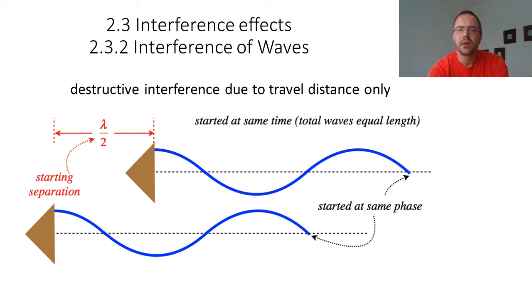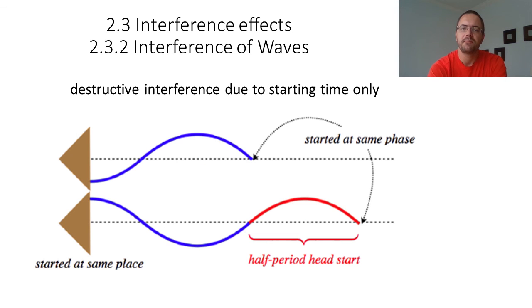Now, when two waves are in phase, but the starting separation is a distance equal to lambda over 2, which is what we just did in the previous example, then you see that the two waves produce destructive interference. Right? So when one wave is at a maximum amplitude, the other wave is at a minimum amplitude, and so they cancel each other. In the LibreText, you're given other ways to produce destructive interference.